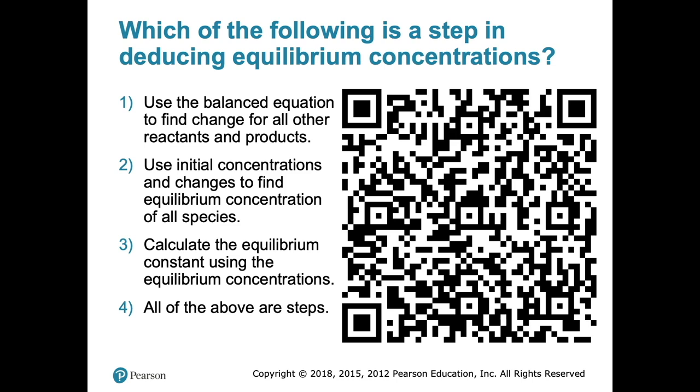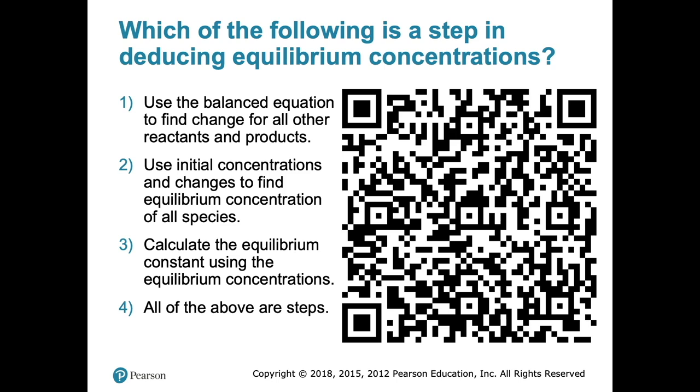And that last person answered correctly. No, wait. I don't know if they did or not, actually. It looked like it changed, but it didn't change. Anyway, so the distribution is this. Which of the following is deducing the separate concentrations? Actually, the answer is D. All of them were steps in deducing the equilibrium concentrations.